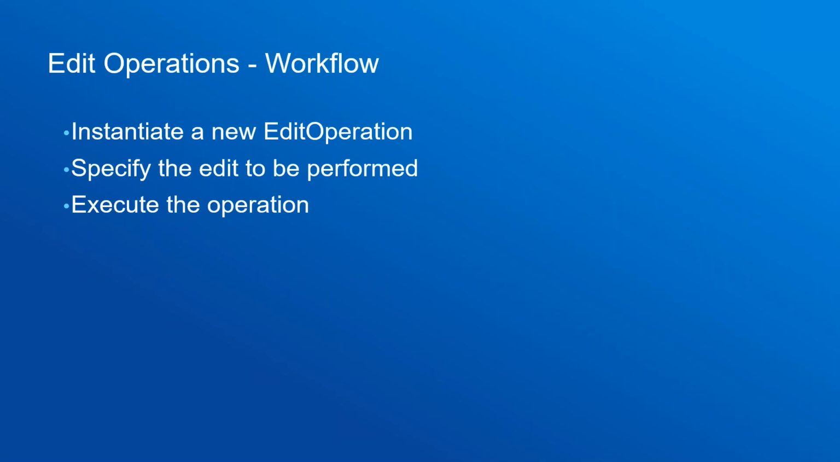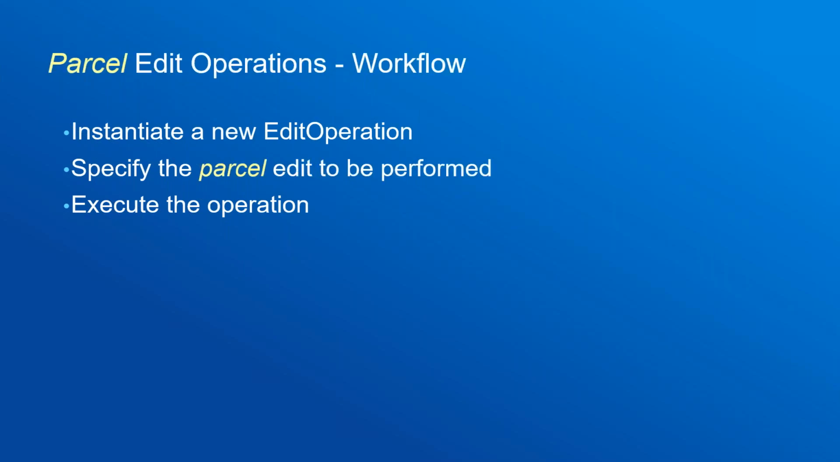Taking a look at this slide, this is what you would see when attending the editing team's SDK workshops at the Dev Summit. This is the workflow for you as a programmer. You would initially instantiate a new edit operation, specify that particular edit for that operation, and then execute the operation. If we just tag the word parcel on the front before the word edit in each of these cases, this is how the Parcel Fabric API works. It's just leveraging the existing framework and expanding on it.